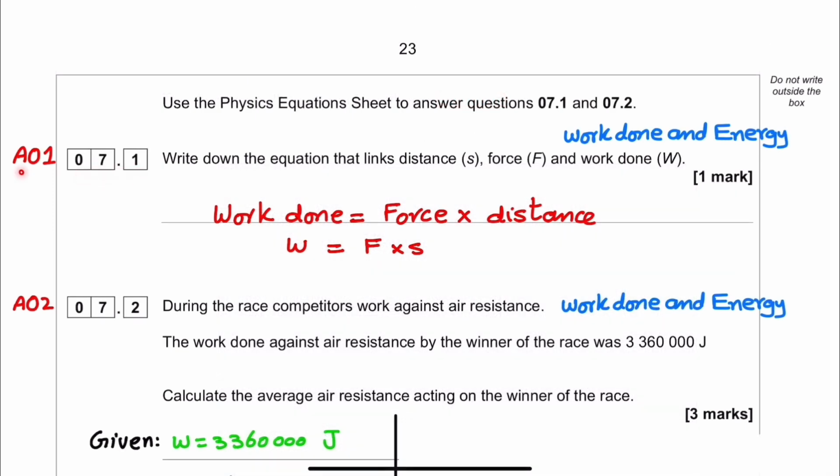7.1 is an AO1 question, and this question is from the topic of work done and energy. Write down the equation that links distance, force, and work done. Students must remember the formula, or they can use the equation sheet to find the formula which links work, force, and distance. The correct formula is work done is equal to force times distance. So W is equal to force times distance, and distance is represented by small s.